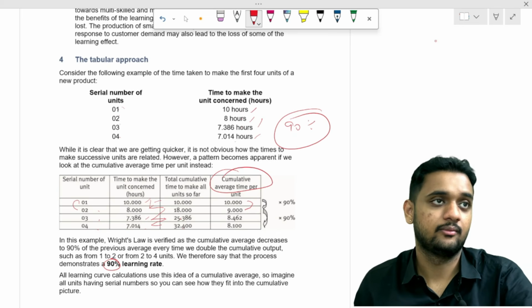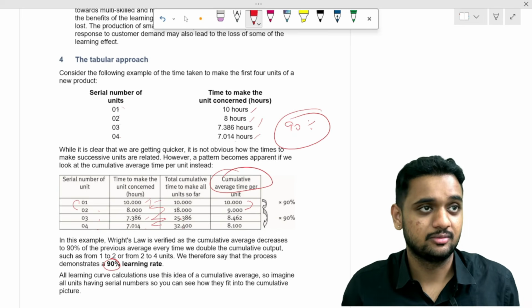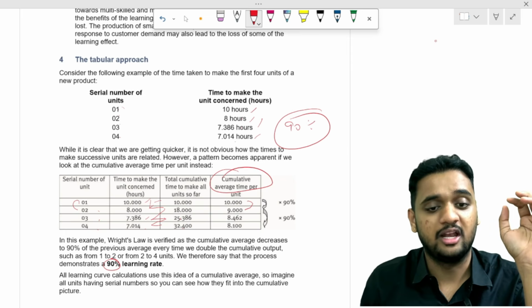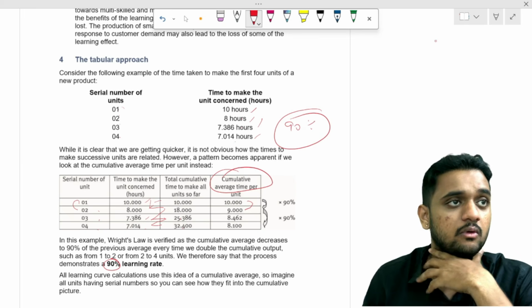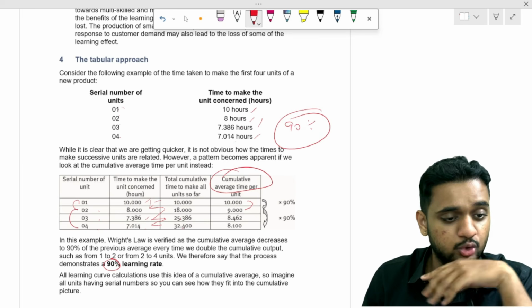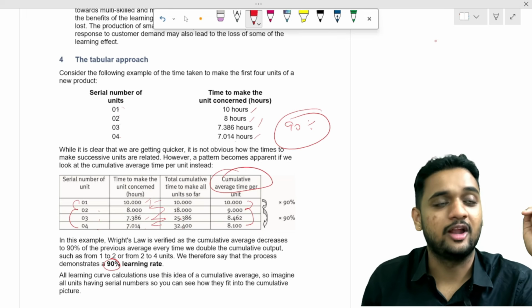90% will give you. Every product will have different learning curves. 90% they'll give you. So 10 into 90%, 9 hours. Again, when is unit doubling? 2 to 4. When product goes from 2 to 4, 9 into 90%, 8.1 hours.